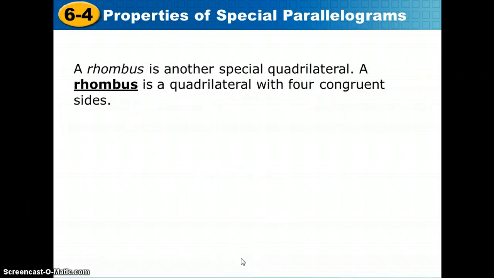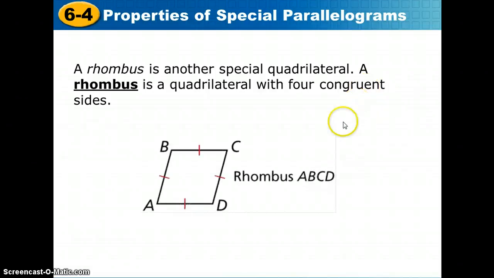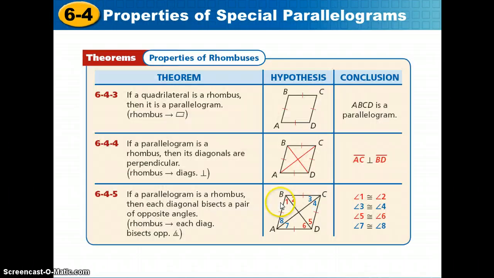Let's take a look at another type of special quadrilateral called a rhombus. A rhombus is a quadrilateral with 4 congruent sides. As long as all 4 sides are the exact same measurement, we call it a rhombus. And here are some properties of rhombuses.